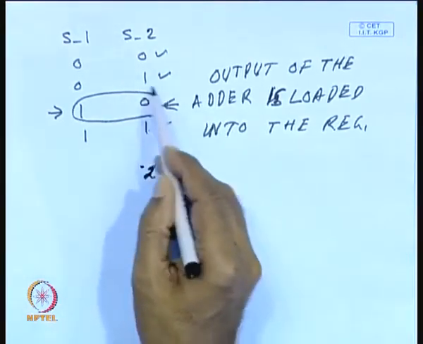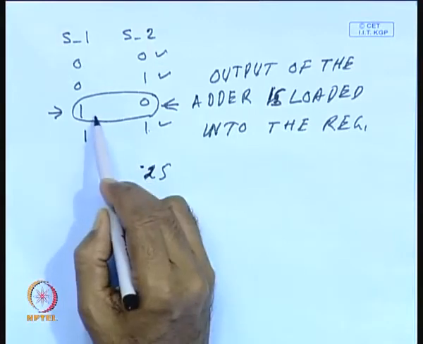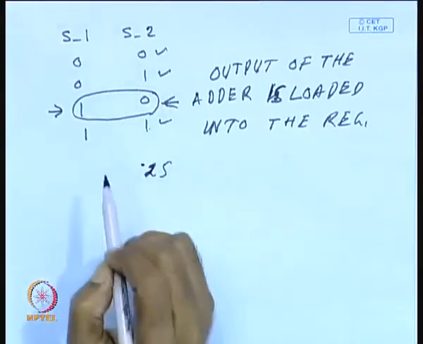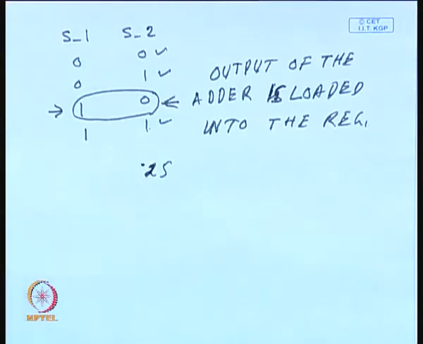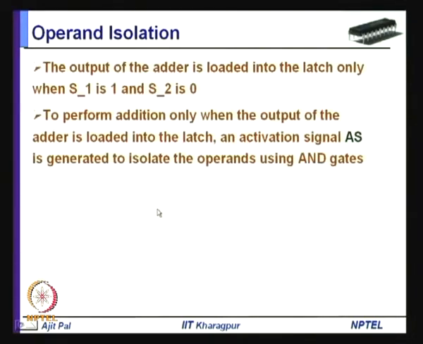Only when S1 is 1 and S2 is 0, then operands can be loaded into the adder, and it will do the computation and the result will be loaded. So, this is the basic idea. Shutting off is done by not allowing the inputs to toggle in clock cycles when the block output is not used. So, this is the basic idea, and let us see how this is realized.